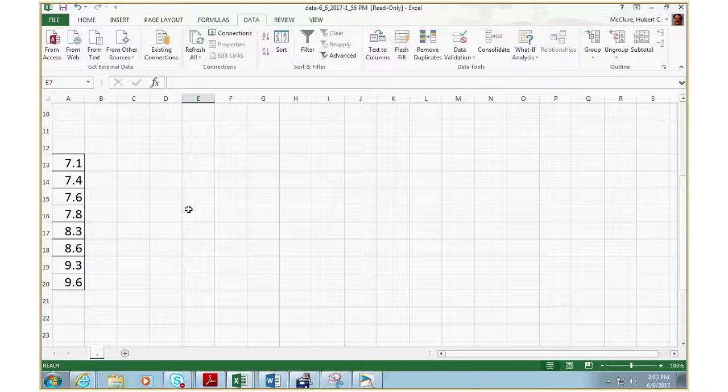No, the sum of x minus x bar quantity squared. You got to find the mean first. Then subtract the mean from each one of the x's. Then square each of those numbers, and then add them up.